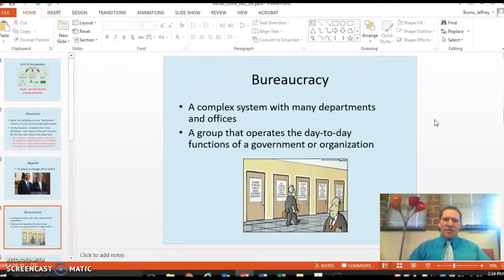Alright, next we're going down is going to be bureaucracy. You're going to write both of those bullets in the definition area there. A general definition of a bureaucracy is a complex system of many departments and offices. Using a negative light, a bureaucracy means there's many different layers between you and where you need to go, or where your information needs to go.